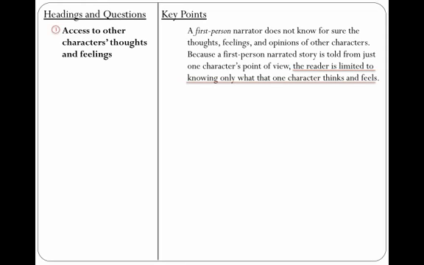Now, as human beings, we should be fairly familiar with this perspective because in the story of our own lives, this is the point of view from which we tell our story. We are first-person narrators in our story. We walk around and we see things, we see people, we see events, things take place, and we are limited just to knowing and understanding our own thoughts and feelings and opinions as we go through the story of our lives. Okay? So a first-person narrator just has access to his or her own thoughts and feelings.